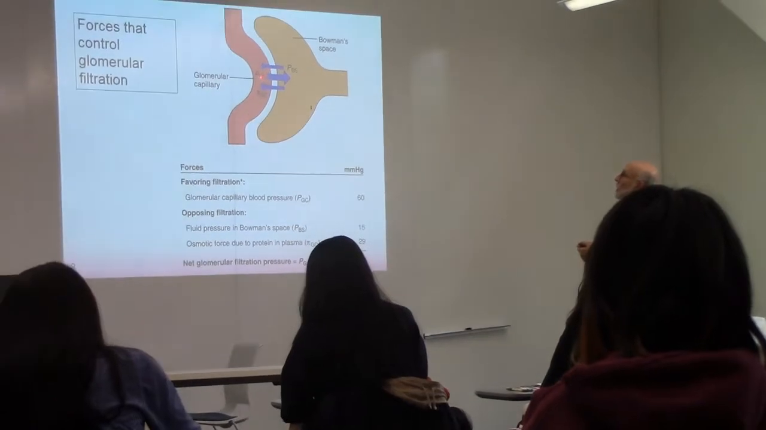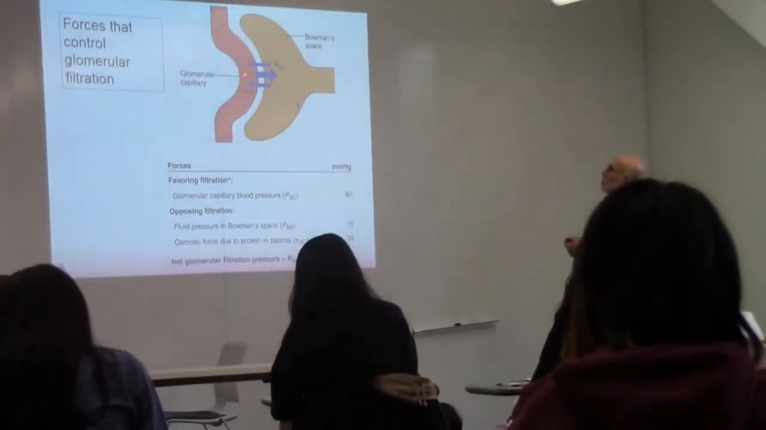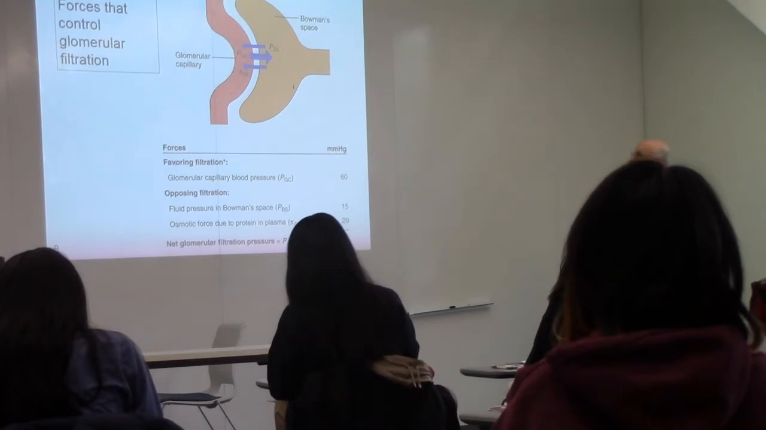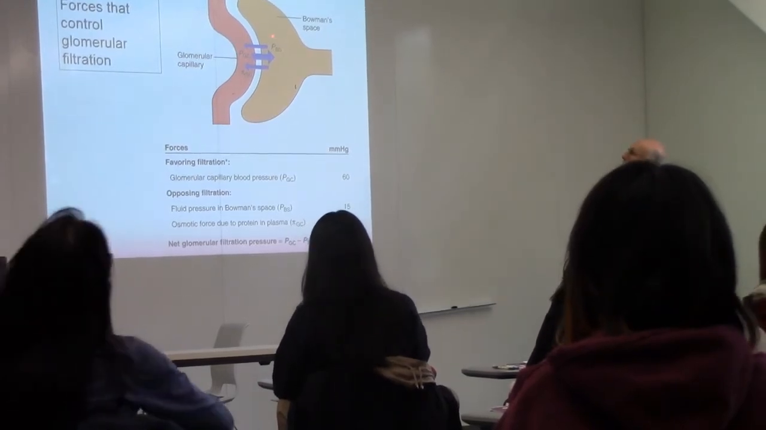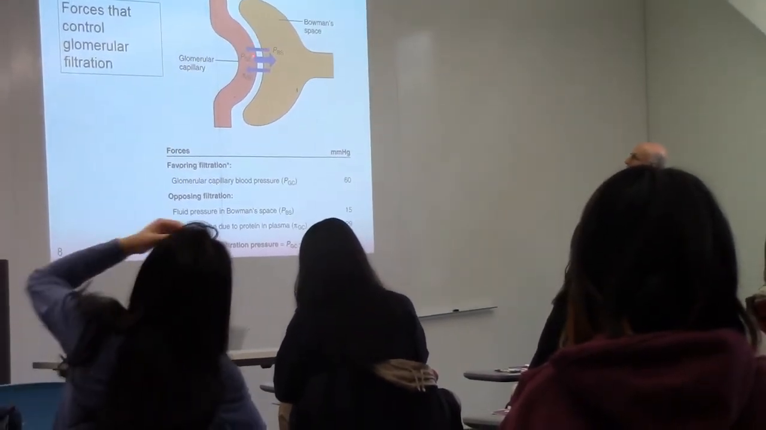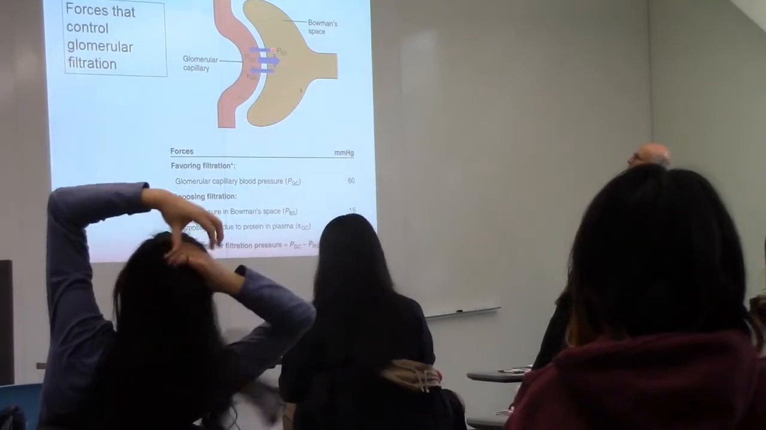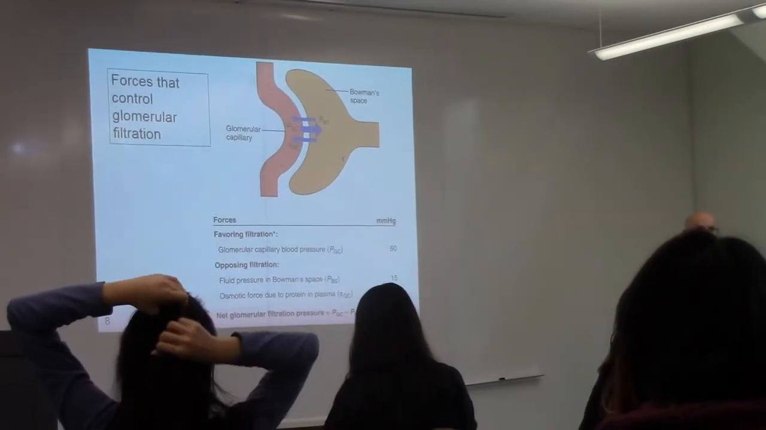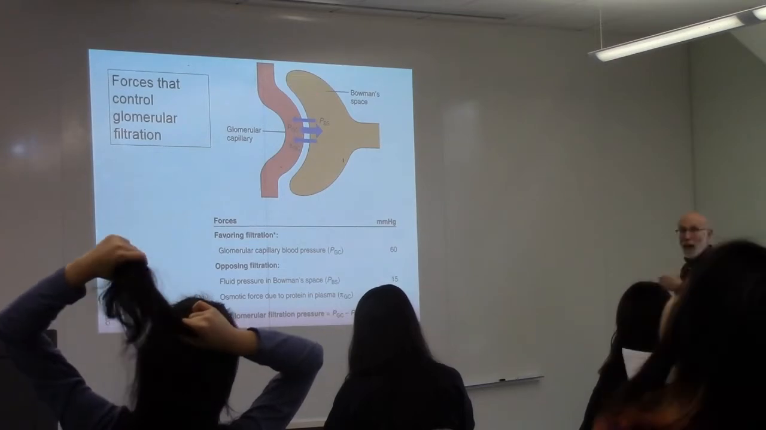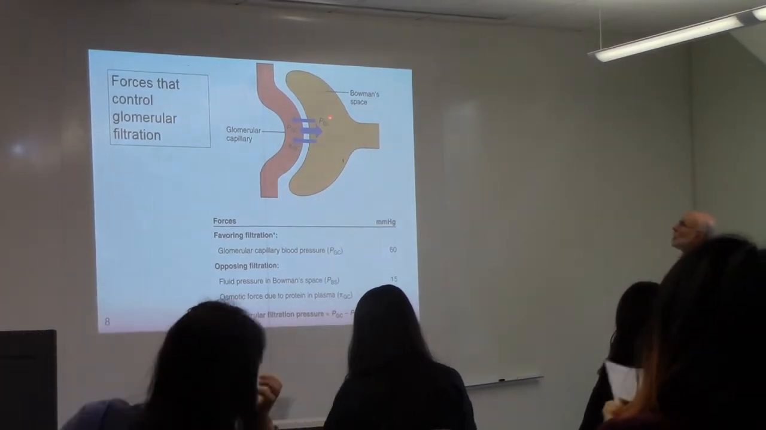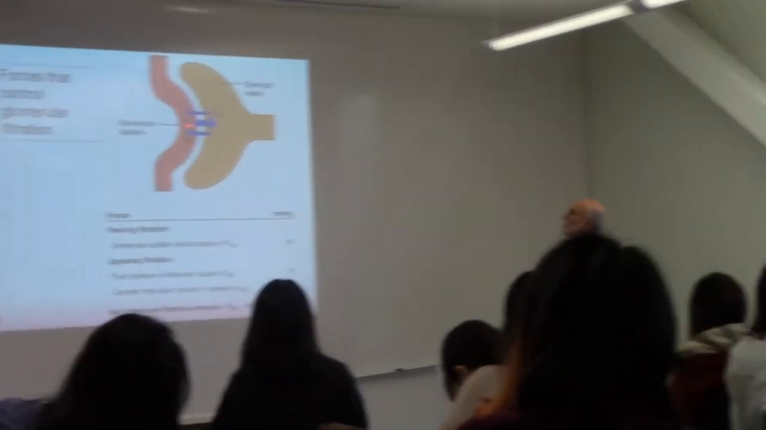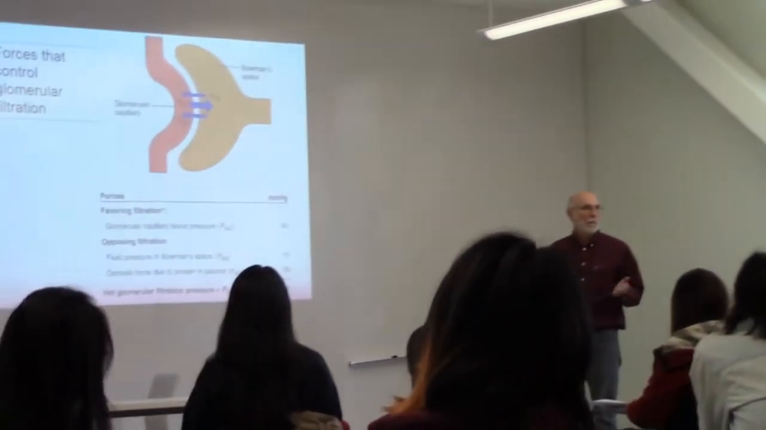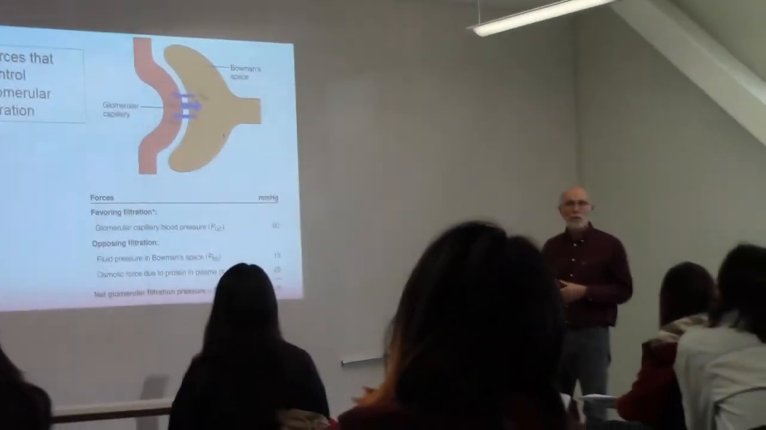The pressure is driving water, it's driving fluid from the glomerular capillaries into Bowman space. There are two forces opposing that flow. One is the pressure in Bowman space, which is relatively minor, but not zero. That hydrostatic pressure in Bowman space is against the hydrostatic pressure in the glomerular capillary. So that makes sense. It's just opposing hydrostatic pressures.